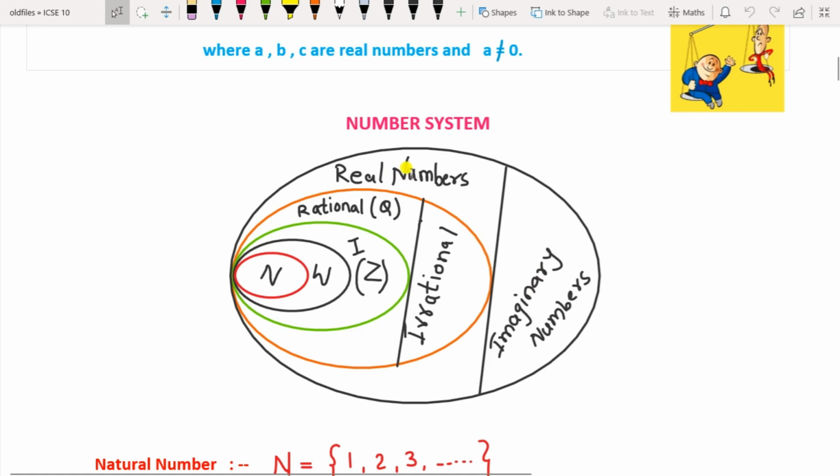So what are real numbers? Leaving these imaginary numbers, all the rest of the numbers are real numbers. That is N, W, I, Q, irrational, decimal fractions, terminating, non-terminating, recurring, non-recurring, all are real numbers. Then these real numbers are subdivided into different sets.